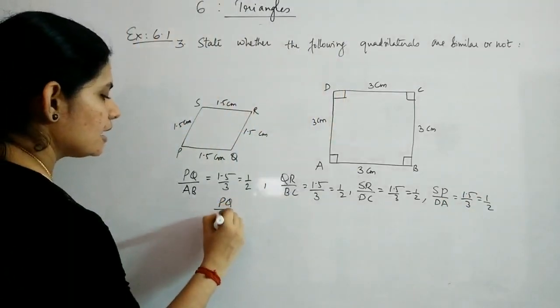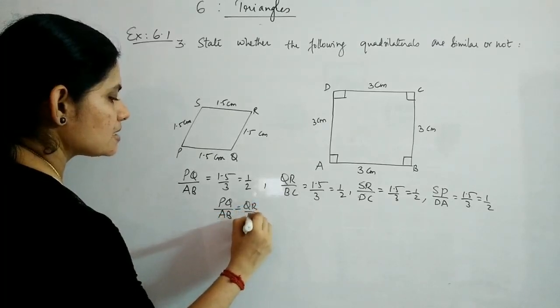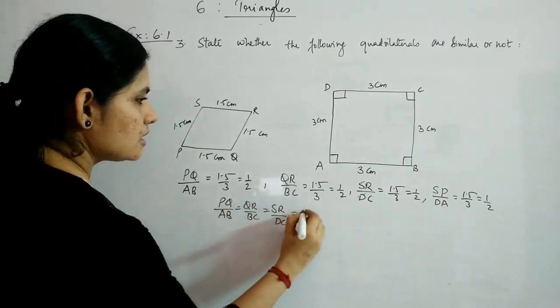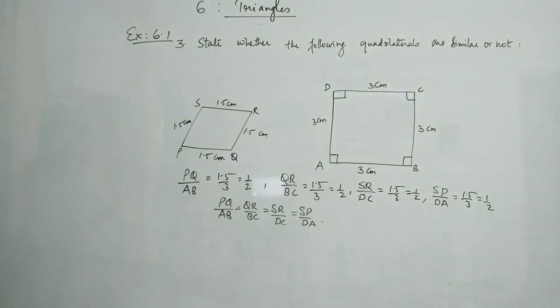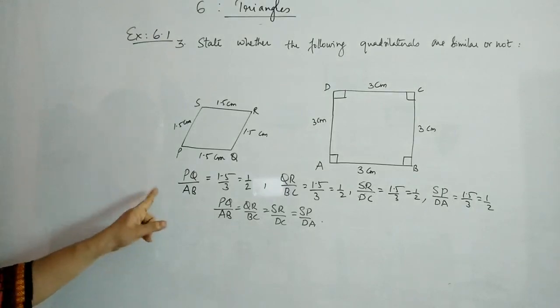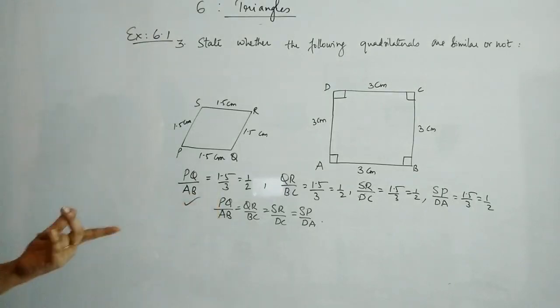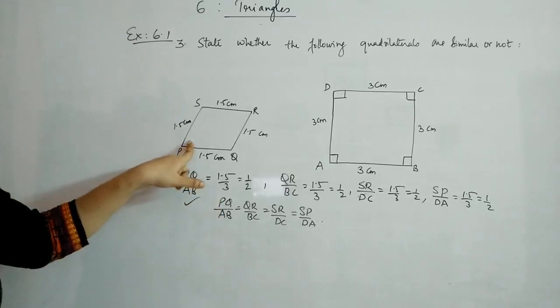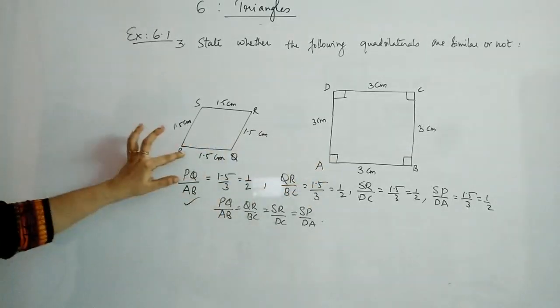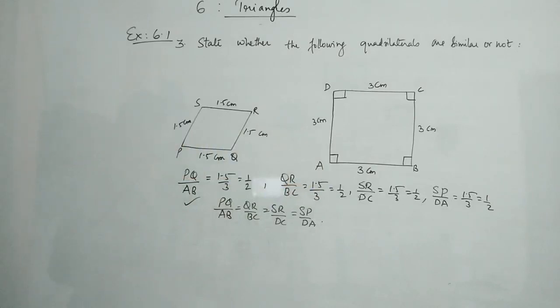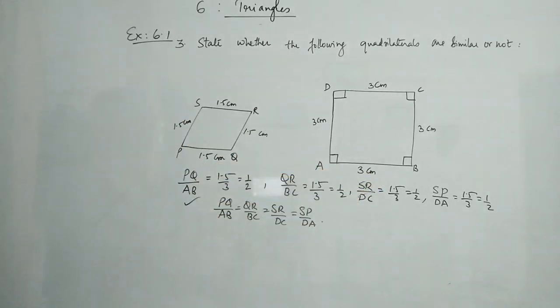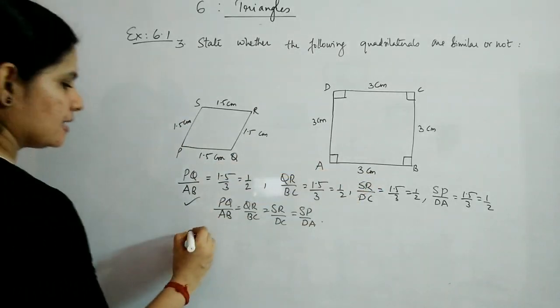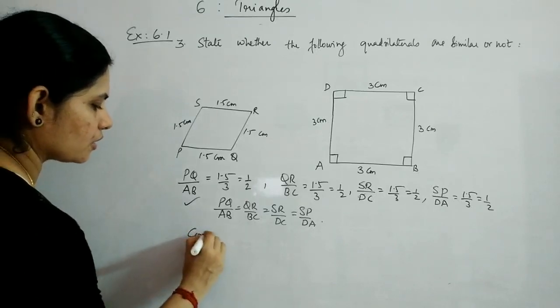That means PQ by AB is equal to QR by BC is equal to SR by DC is equal to SP by DA. But one more concept which we have to clarify is that the angles should also be equal. So one point is okay since the sides are proportional. But the second point which is important is that the angles should be equal. Here it is 90 degrees, but here it is not. So you can say that angle P is not equal to angle A. Correspondingly, angle Q not equal to angle B, angle R not equal to angle C, and angle S not equal to angle D. That is, the corresponding angles are not equal.